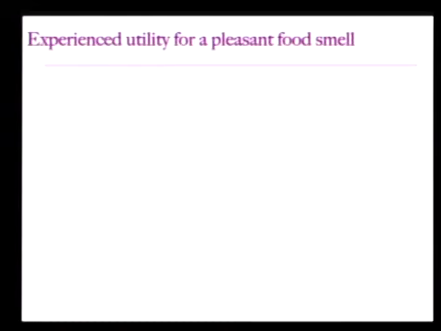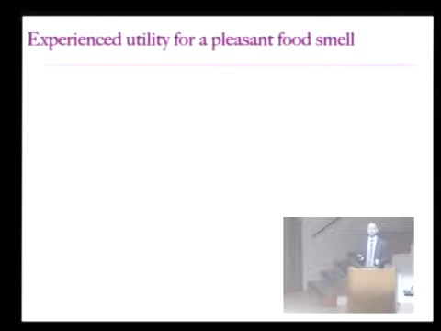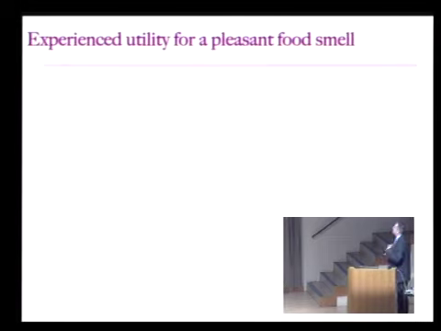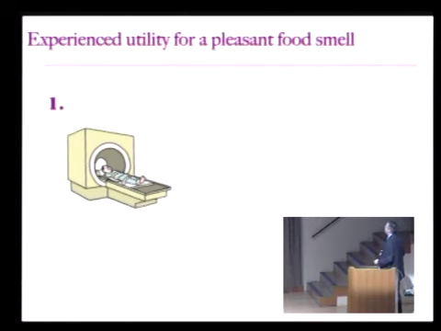So let's get back to our attempts to look at experienced utility. Let's take experienced utility for a pleasant food smell. So we probably all, when you go past a bakery and you get the nice smell of fresh bread, that generally is a positive thing. So it generates positive experienced utility for you. So how can we study that? Well, we need a brain scanner. We need somebody in it.